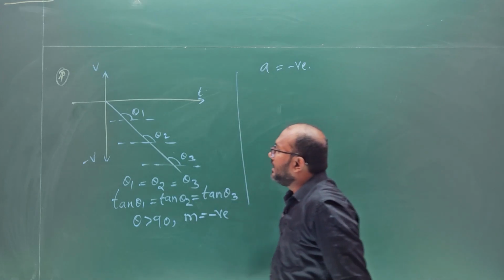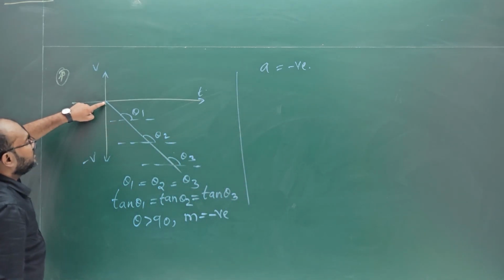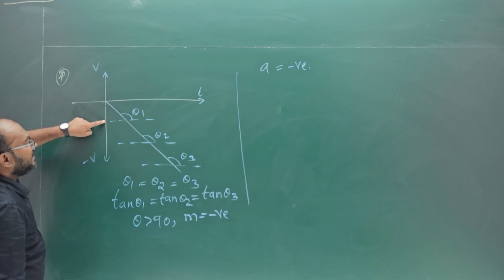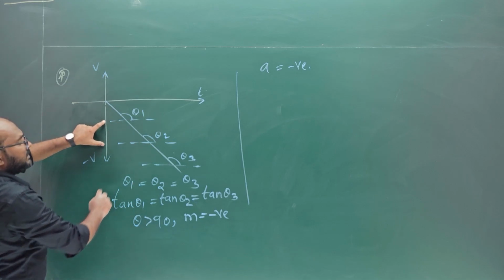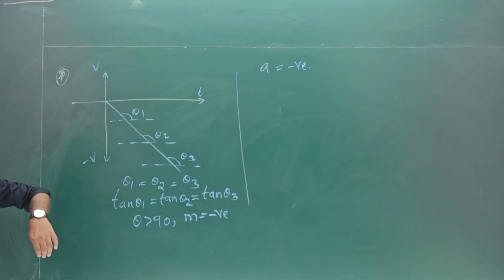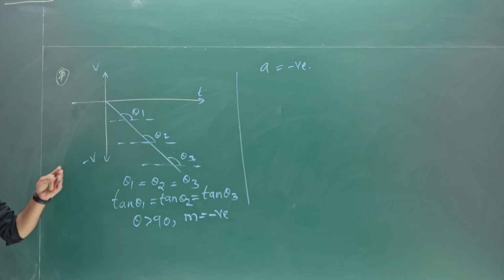Increasing, right? At t equals 0, what is velocity? 0. At t equals, let's say, 1, velocity has some value. At t equals 2 seconds, let's say velocity has some more value. So is velocity increasing or decreasing? Increasing, but where? In the negative direction. I got my point, what I am trying to say.